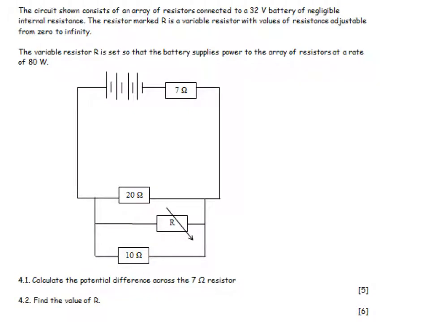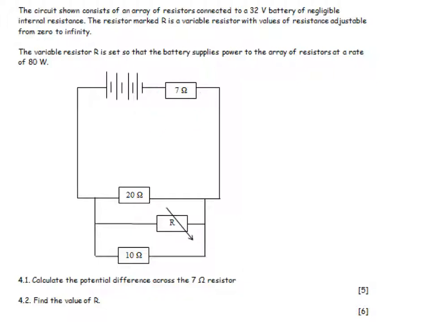The circuit shown consists of an array of resistors connected to a 32 volt battery of negligible internal resistance. The resistor marked R is variable and can be anything from 0 to infinity. The variable resistor R is set so that the battery supplies the array at a rate of 80 watts. So all of these resistors are getting 80 watts. Calculate the potential difference across the 7 ohm resistor.